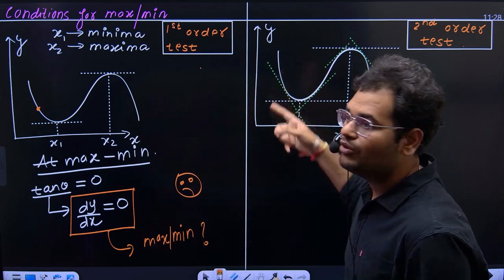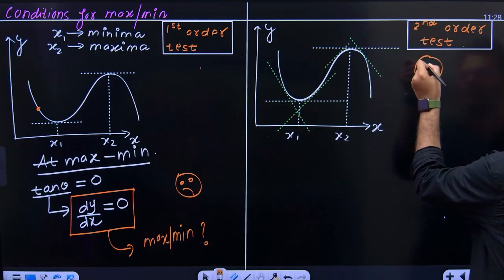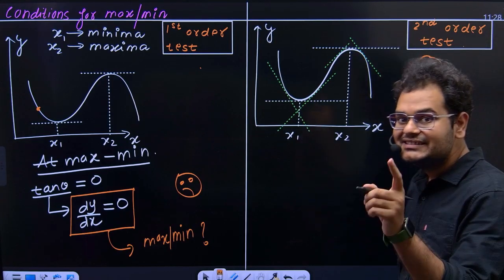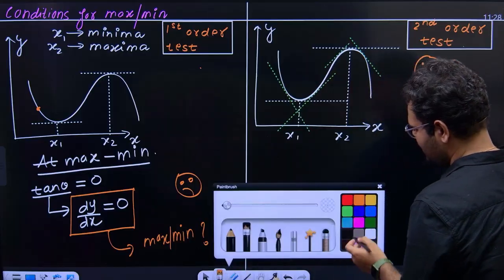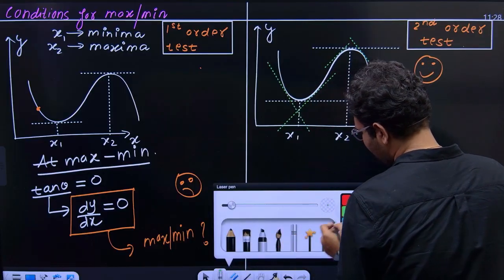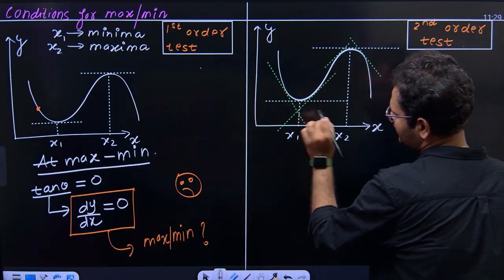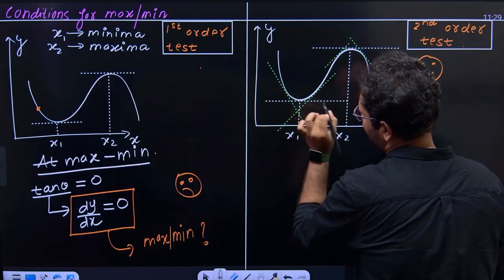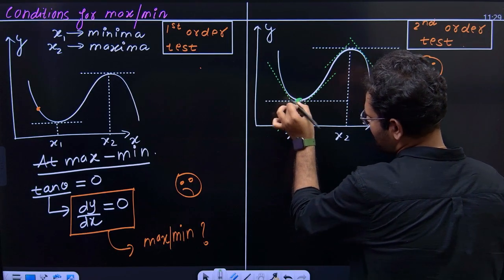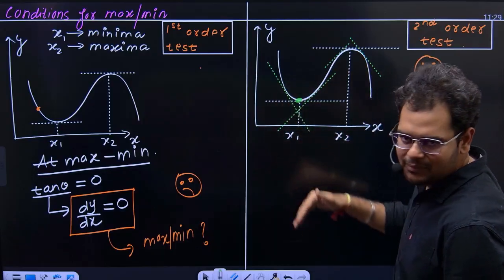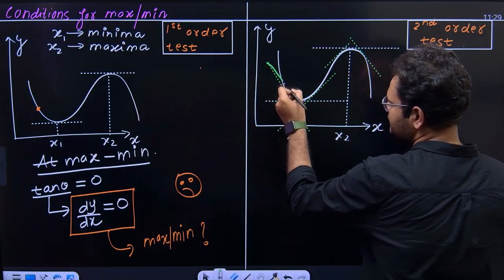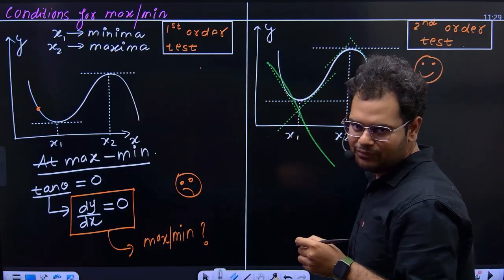In order to be happy, what should we do? We should take second test. What is second test? It's very interesting. Look here, what is happening near minima? I want to look near minima. Where is the minima? This is minima. Just before minima, if I draw tangent, this is the tangent before minima.